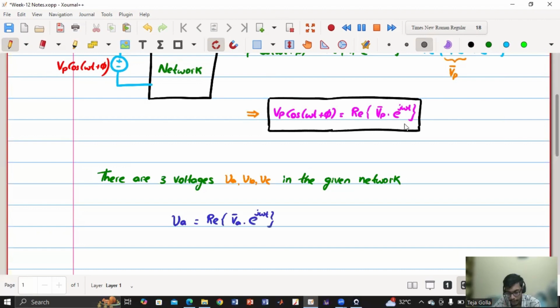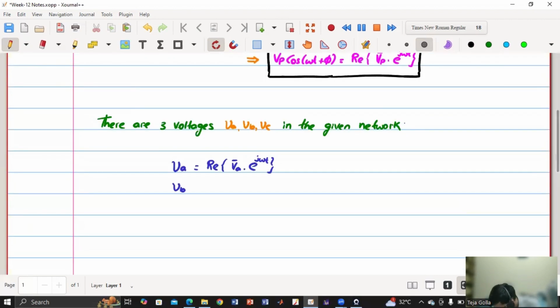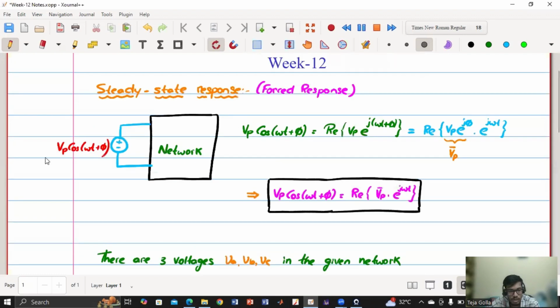Similarly, VB is equal to real part of some phasor VB bar into e to the power j omega t, and VC is equal to real part of VC bar into e to the power j omega t. If you see, only the phasor will change. E to the power j omega t remains constant because, as I have told, if the input has cos omega t, all the forced response, maybe current or voltages, will also have the omega t term. Maybe the phase will change, but omega t will remain the same.